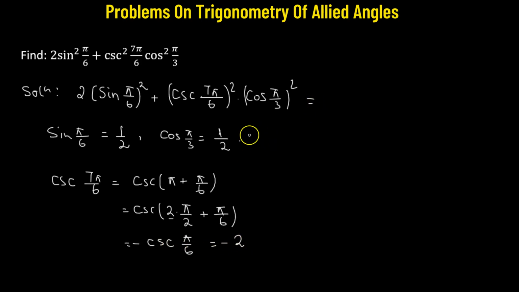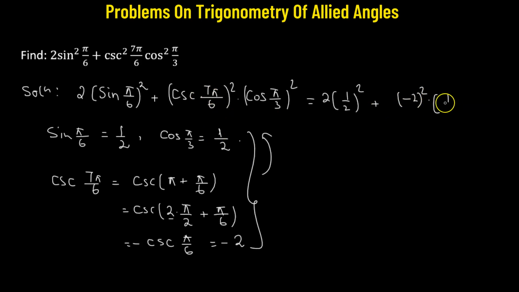Now we can substitute all these values into the given expression. So we're going to get 2 times sine pi over 6, that's half whole squared, added to cosecant of 7 pi over 6, that's negative 2 squared, multiplied by cosine pi over 3, that's half whole squared. So we have 2 times 1 over 4, plus negative 2 squared, which is 4, multiplied by 1 over 2 squared, which is 1 over 4. So we have half added to 1. So that's 3 over 2. So this is going to be the value of this particular trigonometric expression.